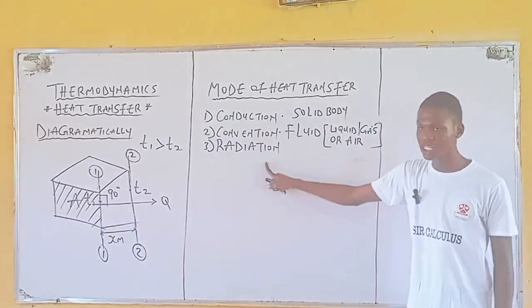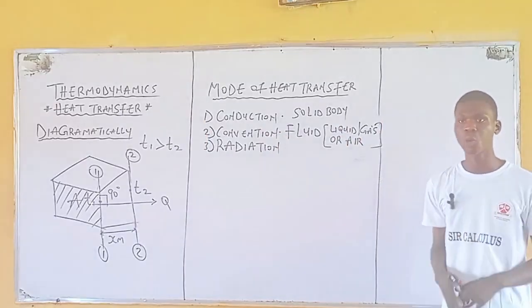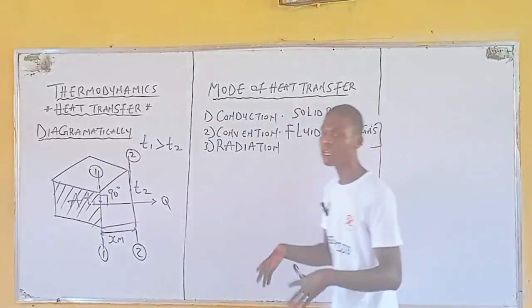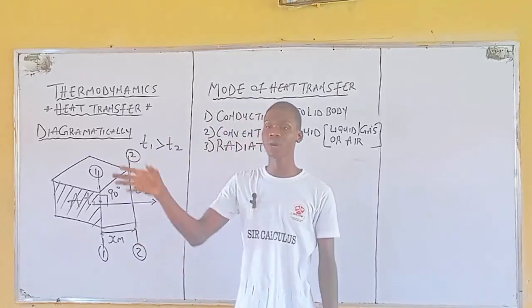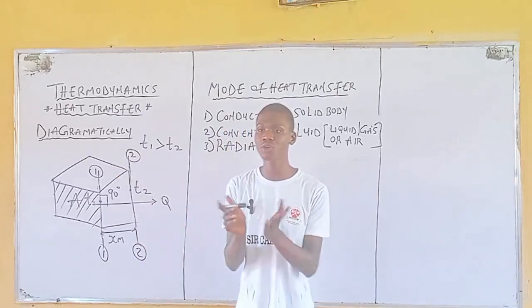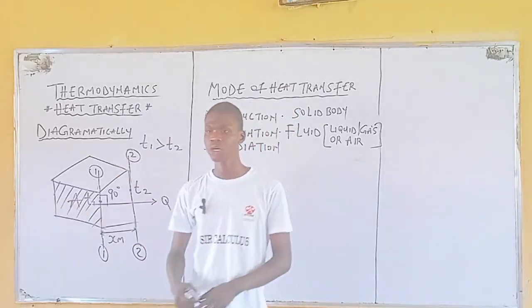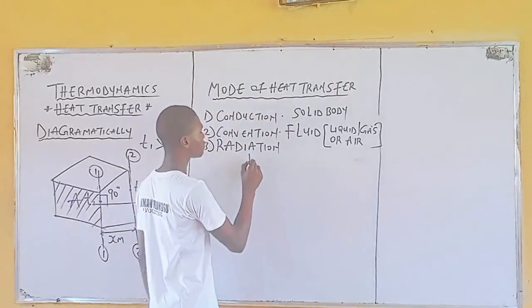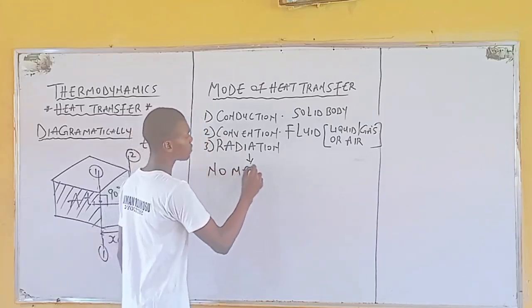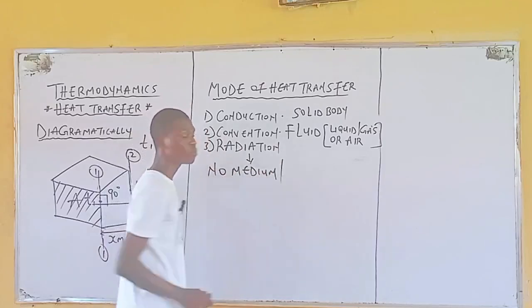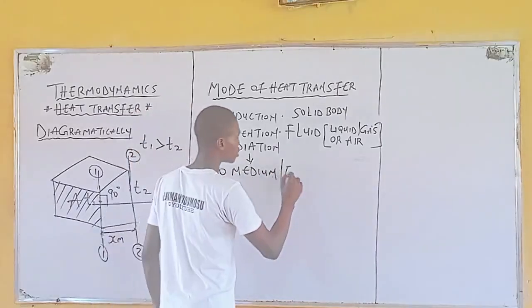So for this last one, it requires no medium. When we say it requires no medium, meaning electromagnetic wave. So to understand that better, by electromagnetic wave, we are saying that it requires no medium for their propagation. So if radiation is no medium, meaning at the same time, it means what?